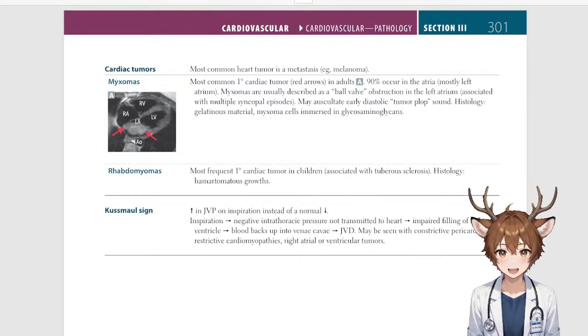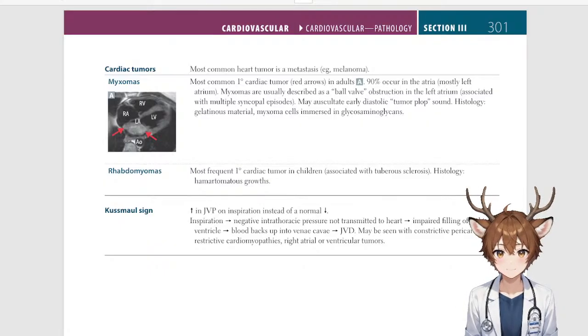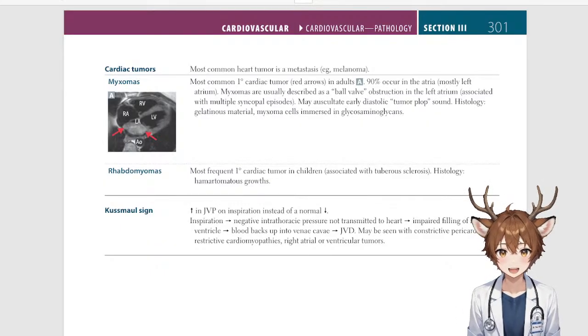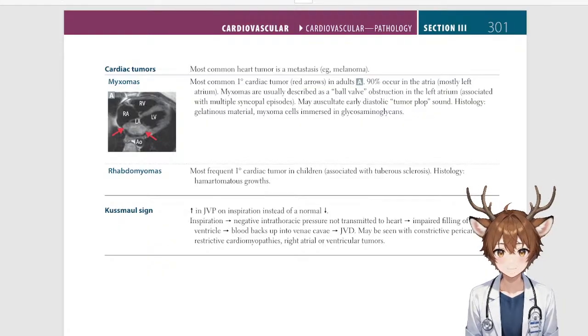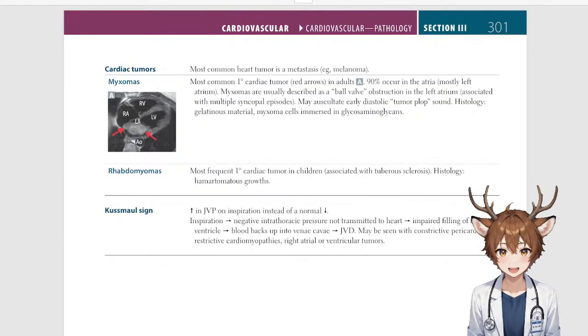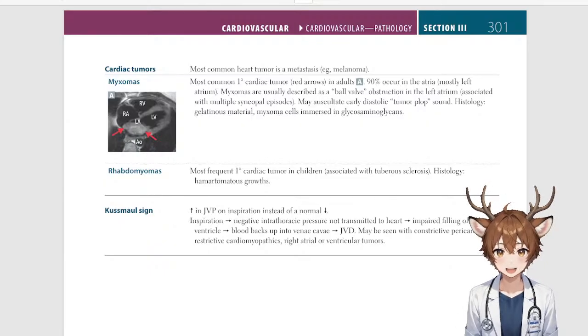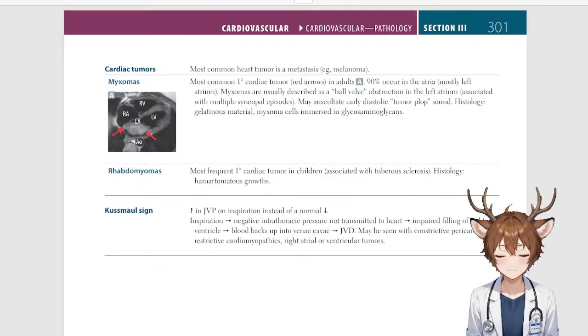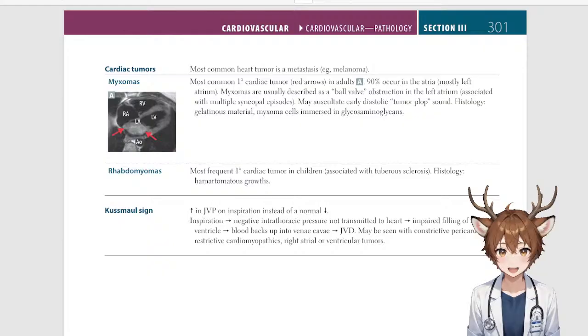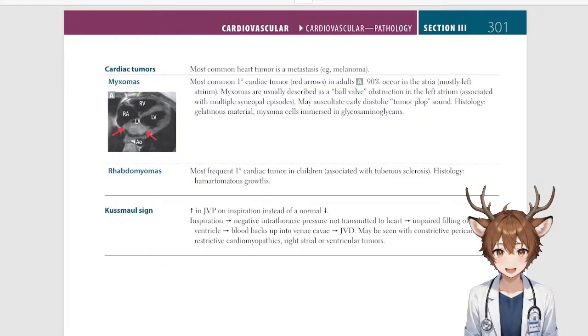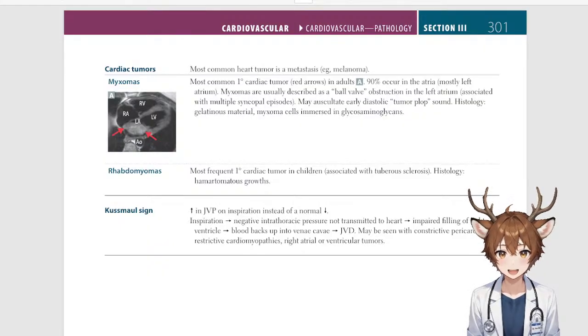Pulsus paradoxus, a decrease in amplitude of systolic blood pressure by more than 10 mmHg during inspiration. Increase in venous return during inspiration, leading to an increase in right ventricular filling. This leads to the interventricular septum bowing toward the left ventricle due to the decrease in pericardial compliance. This leads to a decrease in left ventricular ejection volume, which leads to a decrease in systolic blood pressure.